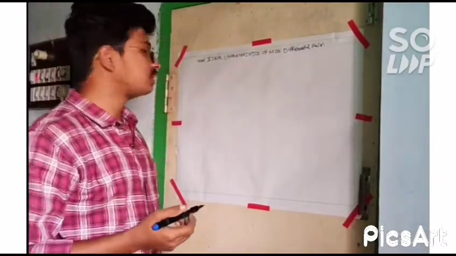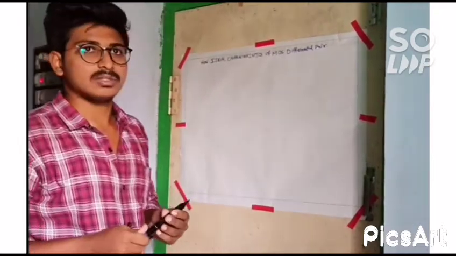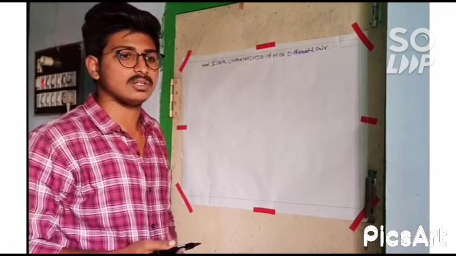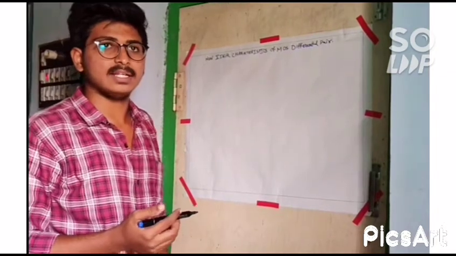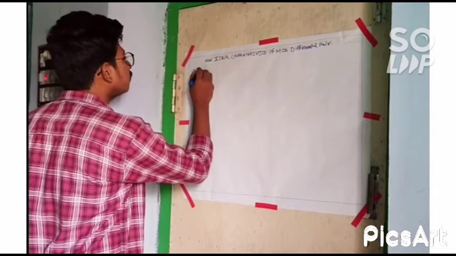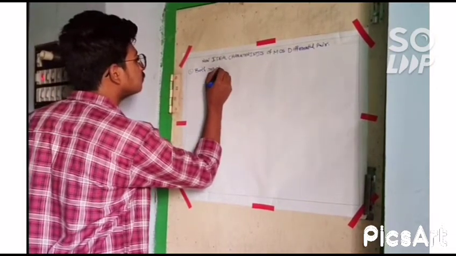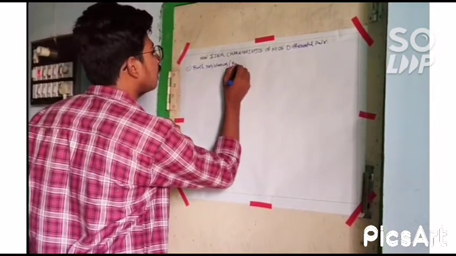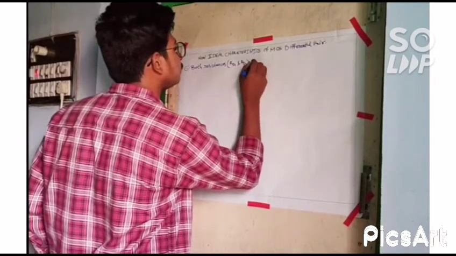Generally we know that for a differential amplifier, if both inputs are the same, the output voltage becomes zero. That is only for the ideal case. Ideal cases means there are three cases. Number one, both resistances RD1 and RD2 are the same.